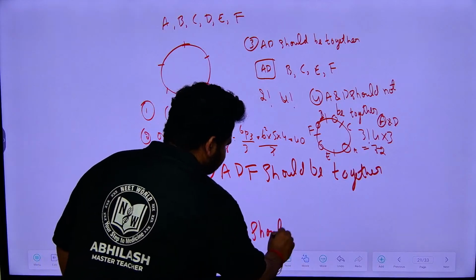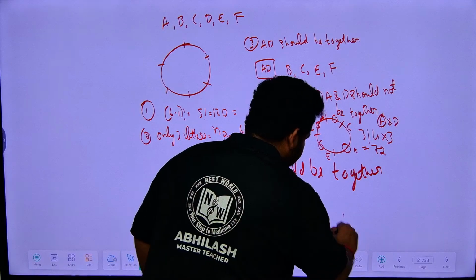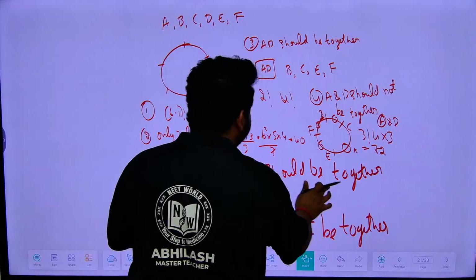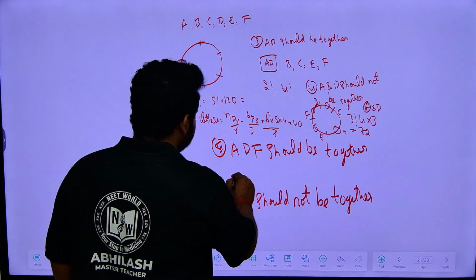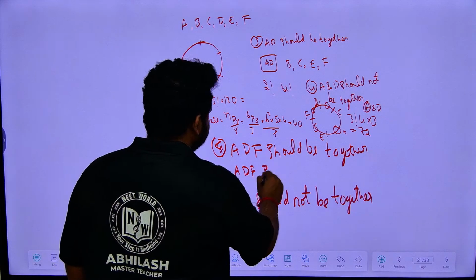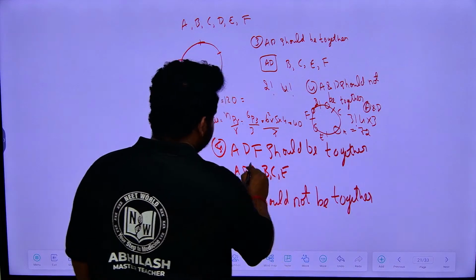Please go through the notes which you made today itself, then you will get clarity. Should not be together. So first they are telling ADF should be together. Remaining letters are what? B, C, E. Correct? BCE. ADF should be together.